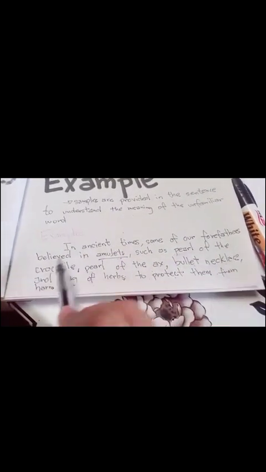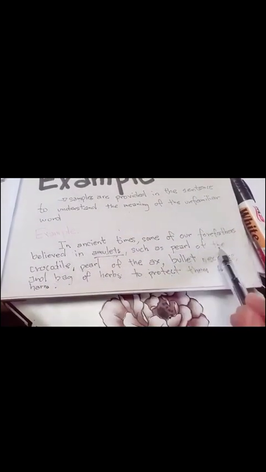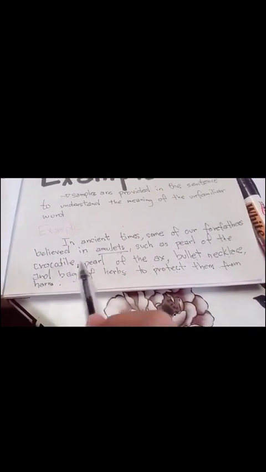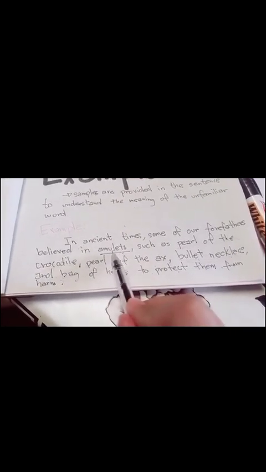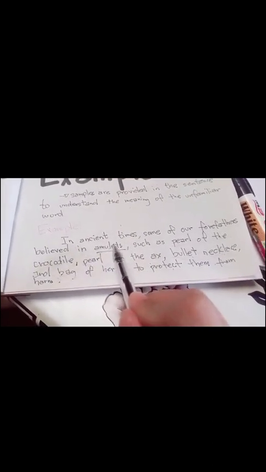So here we have, in ancient times, some of our forefathers believed in amulets such as pearl of the crocodile, pearl of the ass, bullet necklace, and bag of birds to protect them from harm. So these are all examples of the unfamiliar word amulet or amulets.